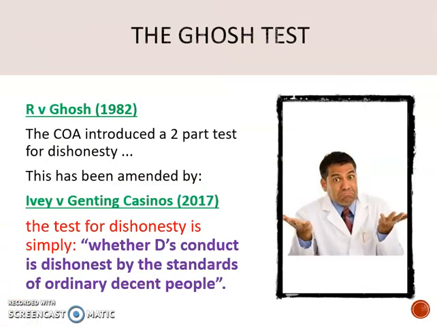If none of the dishonesty situations from section 2.1 applies, to determine whether the person's dishonest, we have to use the Ghosh test, which has been amended by Ivey and Genting. And the test for dishonesty is now simply, would the reasonable man say it was dishonest?